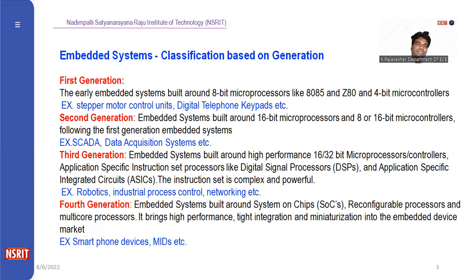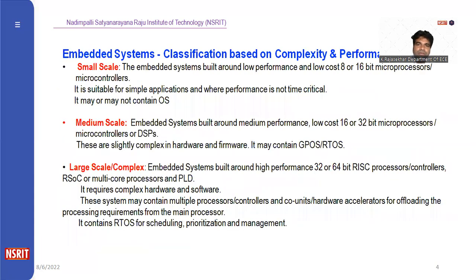So coming to the fourth generation. We build embedded systems with system on chips, reconfigurable processors, multi-core processors. So these fourth generation systems bring high performance, tight integration, and miniaturization into the embedded device market. The best example for the fourth generation is the smartphone. So classification can be done based on generation: first, second, third, fourth, and their relevant examples.